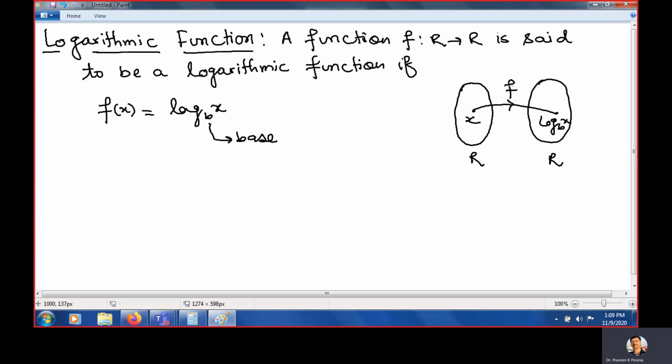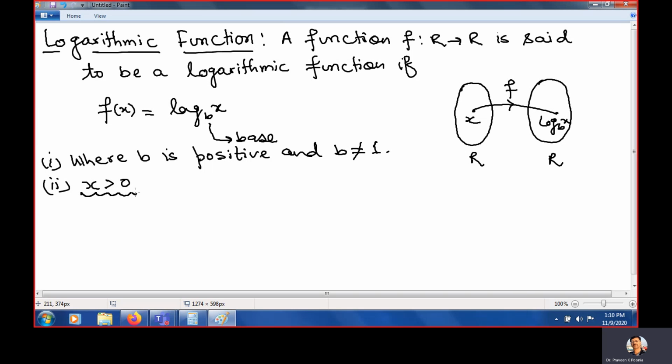Okay, so a function f such that R to R is said to be a logarithmic function if f(x) is equal to log x base b, where b is positive, clear, and not equal to 1. Please remember, b is positive and not equal to 1. This is condition number 1, and condition number 2 is x always greater than 0.